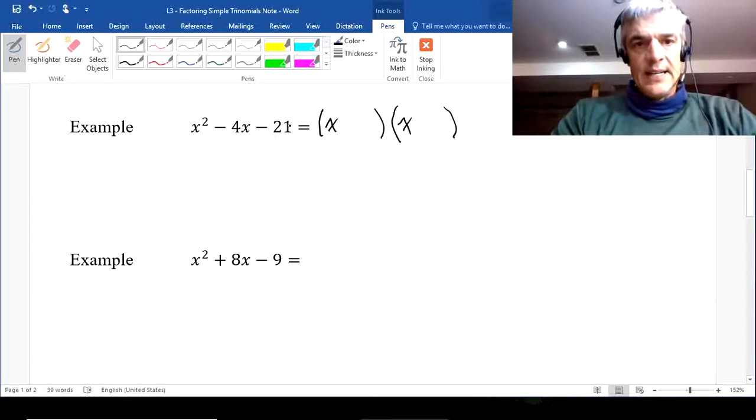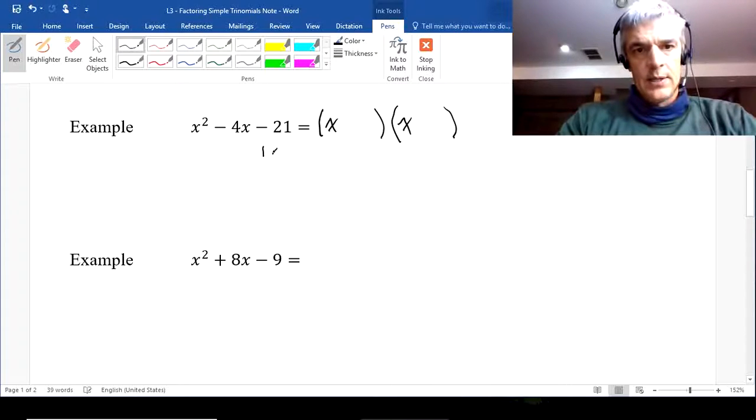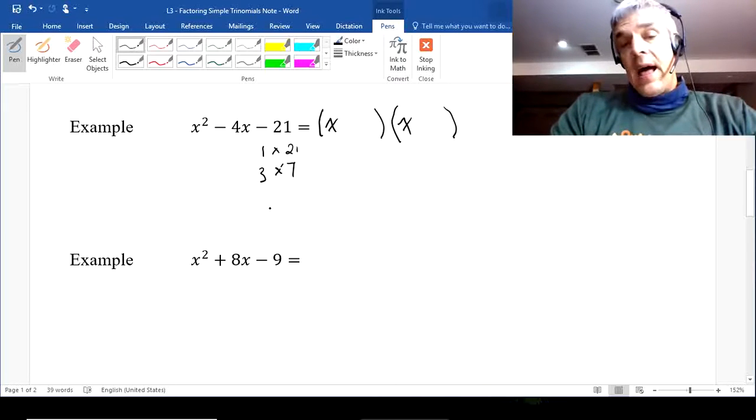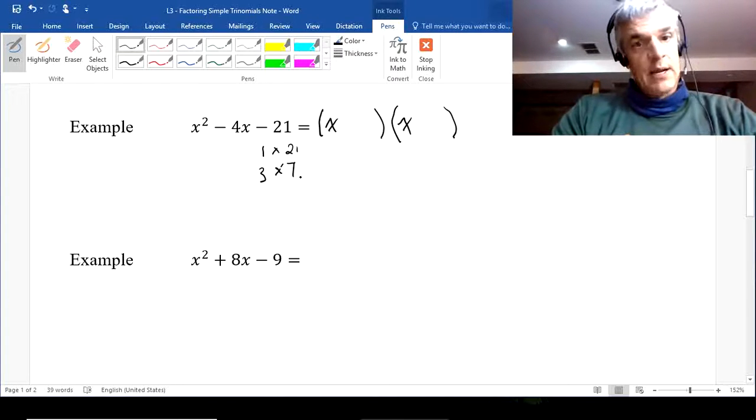Now I want to write down my factors of 21. Well, I have 1 times 21, and I have 3 times 7. Now, that's all the factors I have of 21. 1 times 21 and 3 times 7. There's no other options available.